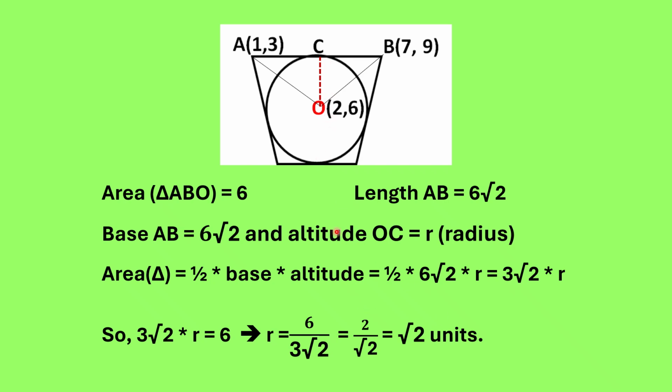We calculated the area using the coordinate geometry formula, and here we are calculating it as half into base into altitude, which is 3 root 2 into R, and we are equating the two. So 3 root 2 into R is equal to 6, or R equals root 2 units. So root 2 is the required radius of this circle.